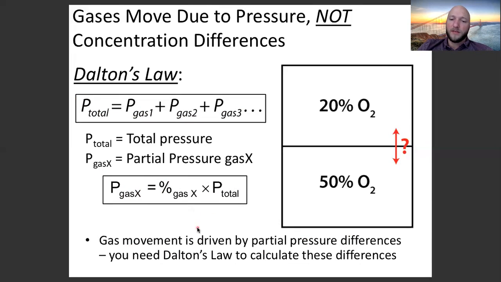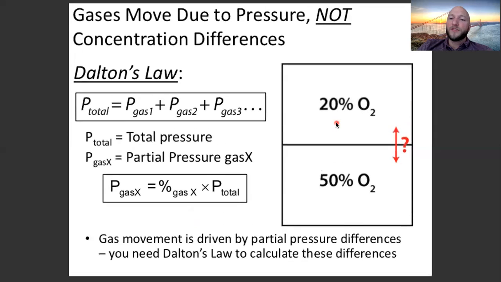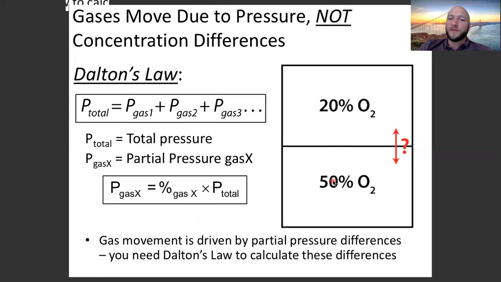So let's look at this box on the right. What direction is O2 going to move? Well, you're only getting part of the story right here. It says 20% up top, but 50% down below. This is a membrane where oxygen can pass through. Most students would say, oh, it's going to go from 50% towards 20%. And they would be correct if the pressures were equal.